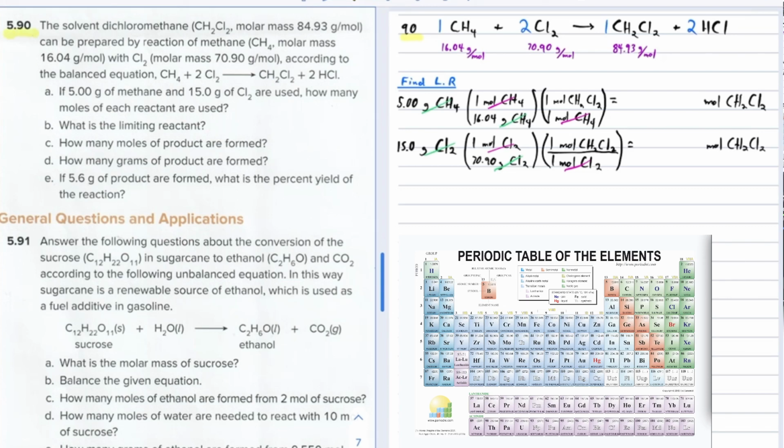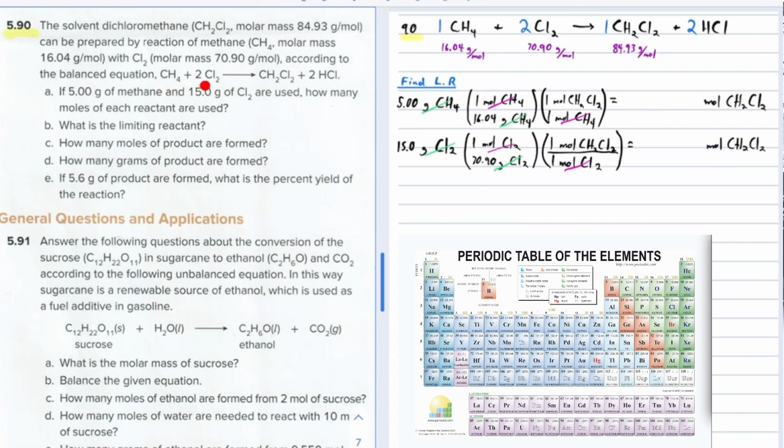Problem 90. This is an involved problem. The solvent dichloromethane, CH2Cl2, it gives you the molar mass, can be prepared by reaction of methane and chlorine. And it gives you the molar masses of methane and chlorine. And this is according to the balanced equation right here. Now we're asked 5 different questions, and you can kind of go in order.